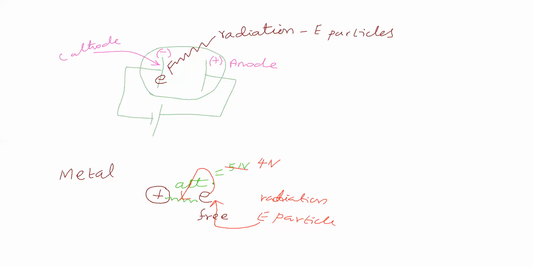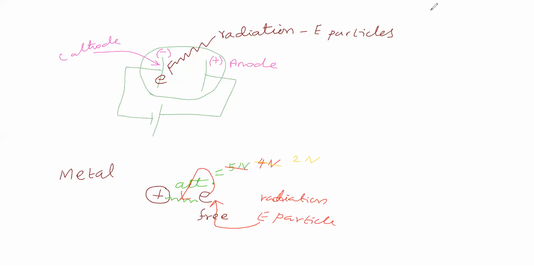So at one point this attraction is broken. So this 4 Newton may become 2 Newton. Another energy particle comes from this radiation and falls over this free electron. This free electron absorbs this energy particle and utilizes that energy to break this attraction.